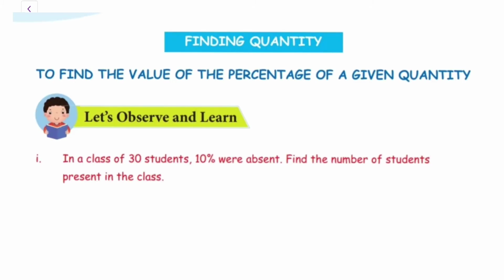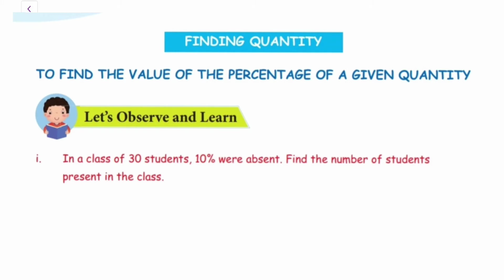Alright, now let's look at how to find the value of the percentage of a given quantity. We can do this by looking at some word problems. Okay, here's your first question. In a class of 30 students, 10% were absent. Find the number of students present in the class.